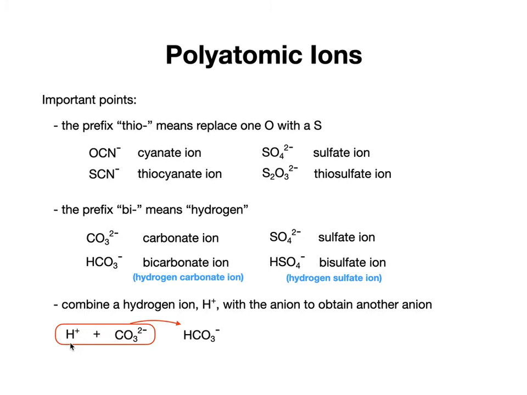Oftentimes from acids. Okay, so hydrogen ions. Now let's look at the sulfate ion. If we take a hydrogen ion and combine it with the sulfate ion, again, we're going to put a hydrogen in the front. What do we do to the charges? We combine the charges to give a -1. So by learning these two guidelines here, class, that will help you in learning the formulas for these polyatomic ions.